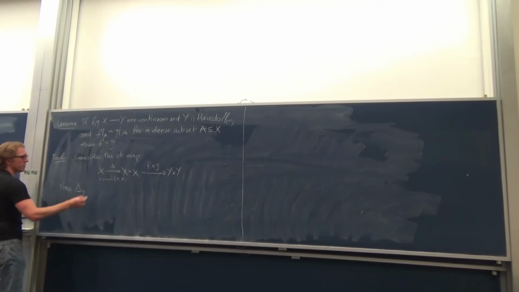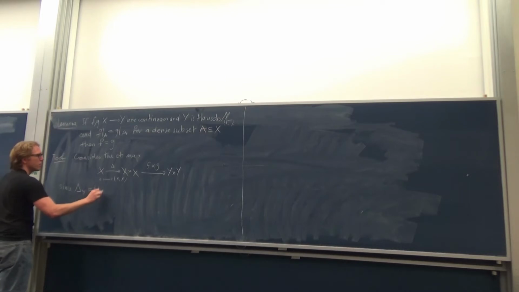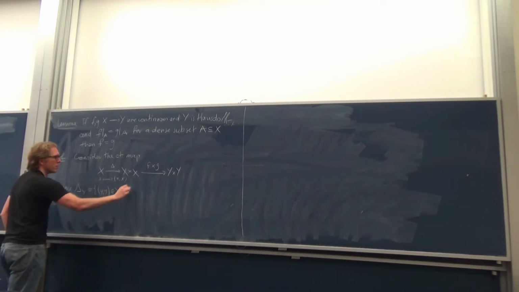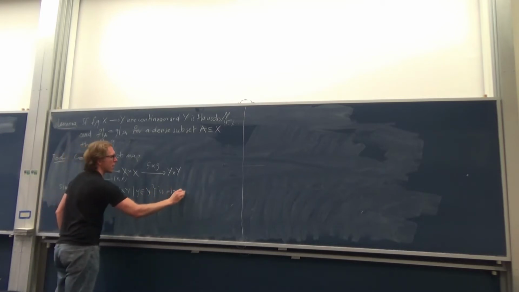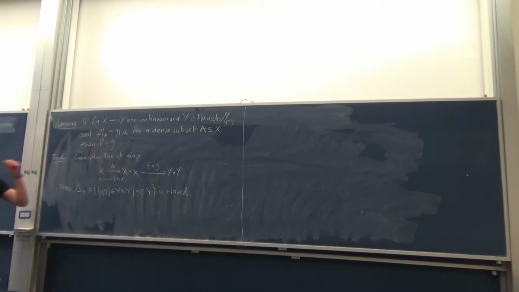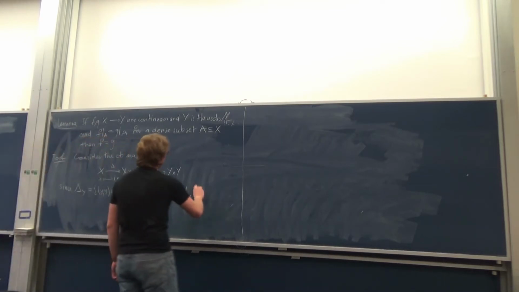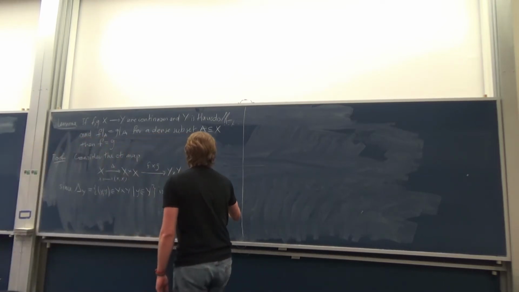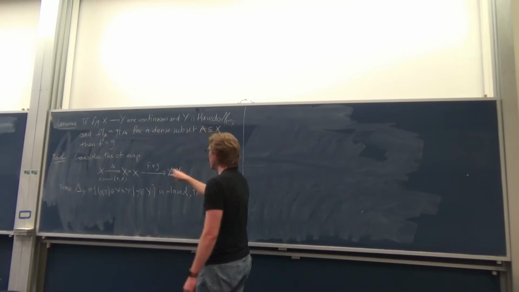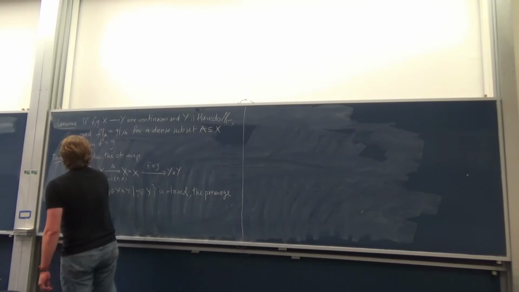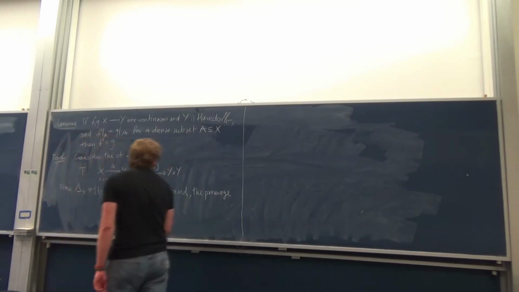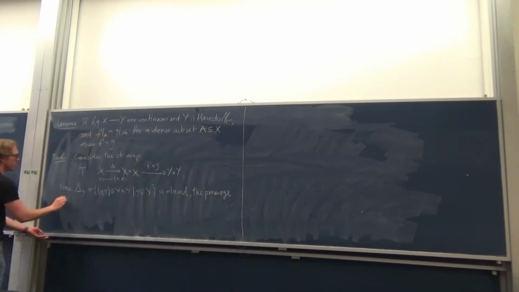Right, so maybe let's write it delta Y. So that's (Y, Y), the diagonal in Y cross Y. Okay, so that's closed because Y is Hausdorff. But that means the pre-image under this map, let's call it T, is closed.